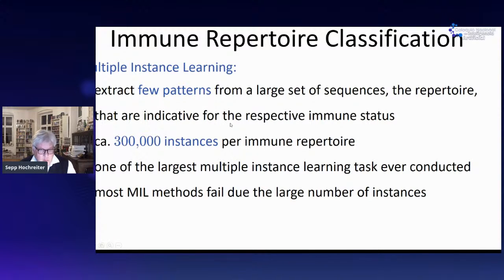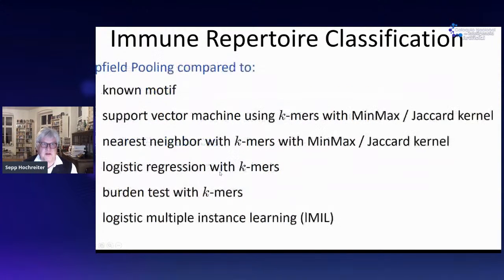Now, the immune state is what we want to predict, but the person is described by all the antibodies which were extracted and sequenced. And this is a huge multiple instance learning data set, because per person we got about 300,000 instances, 300,000 sequences of the antibodies, and we have to classify: is this person immune against a specific disease or not? And this is one of the largest multiple instance learning tasks ever conducted. And most methods fail because with so many instances you cannot handle this.